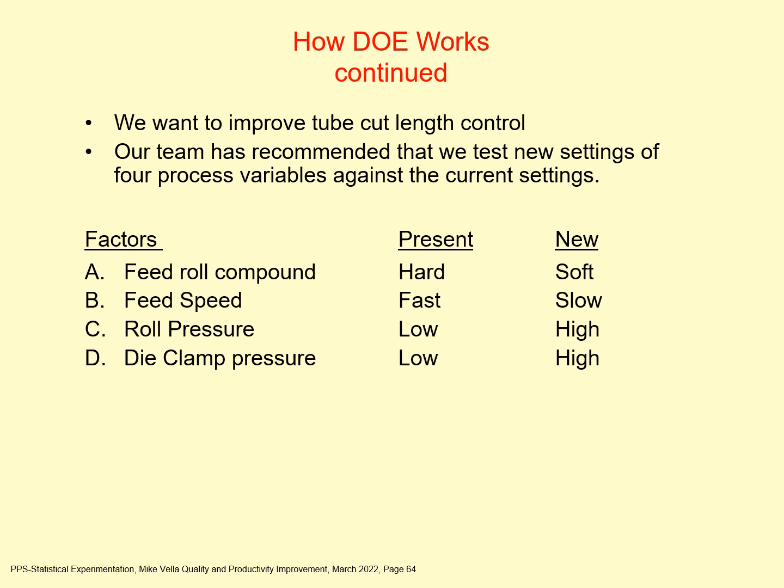So we want to improve the tube cut length control, and our team has recommended that we test new settings for the 4 process variables against the current settings. So we put together this little table. Our feed roll compound presently is hard, and they're recommending that we go to a softer one. Feed speed is presently fast, and they're recommending that we slow the process down. Roll pressure is low, and they recommend that we go high pressure. Die clamp pressure is low, and again, they recommend that we increase the die clamp pressure to high.